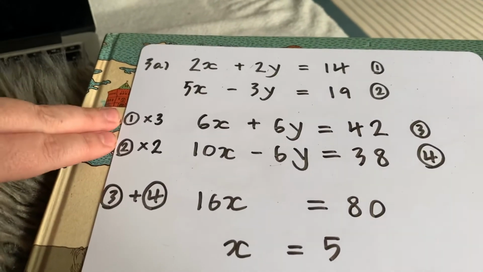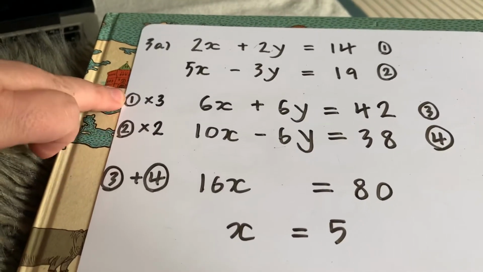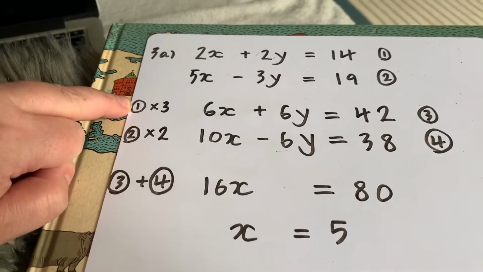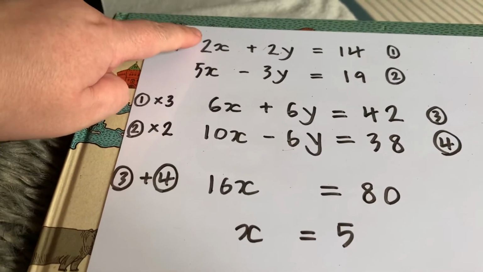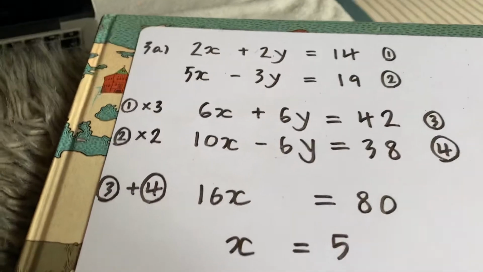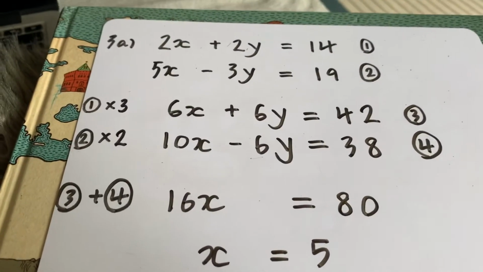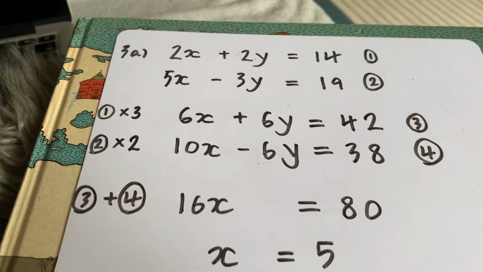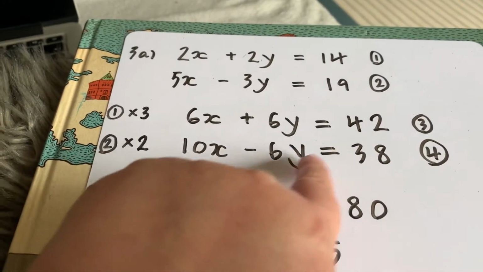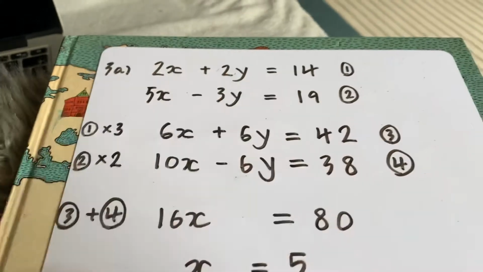So that's exactly what I've done. You can see I've stated I'm taking equation 1 and I'm timesing all of it by 3. So don't make the mistake. Make sure you work through and times every single thing by 3. So you end up with 6x, 6y and 42. I'm then taking the second equation and I'm timesing it all by 2. So again, make sure you times all 3 things up here by 2.